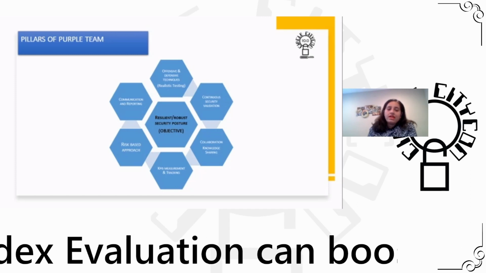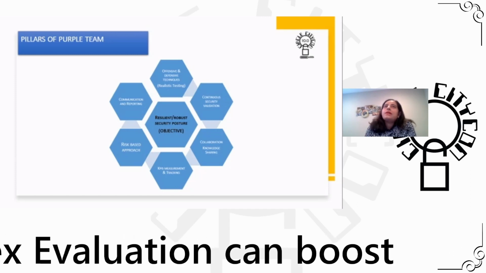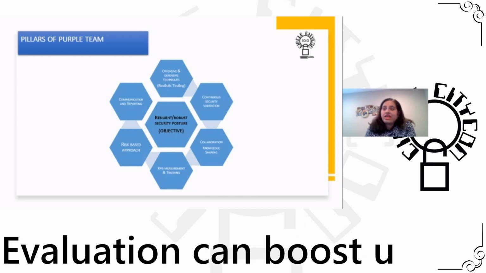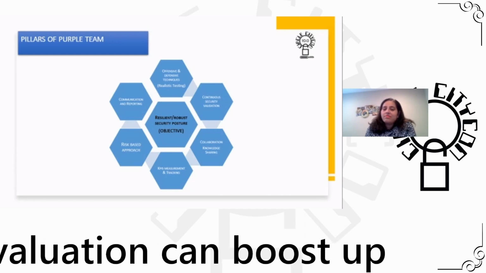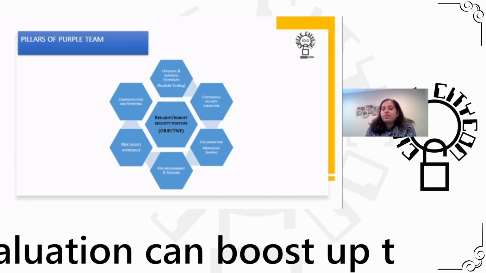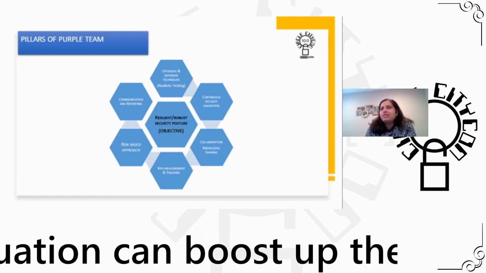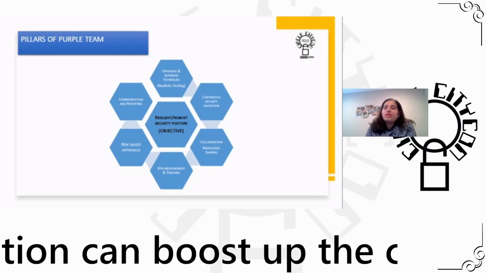The fourth pillar of the purple team is the KPIs, the measurements and the tracking, the metrics and the measurement. The purple team establishes the metrics and measurement framework to evaluate the effectiveness of the security controls and the processes around it and the incident response capabilities of the organization.